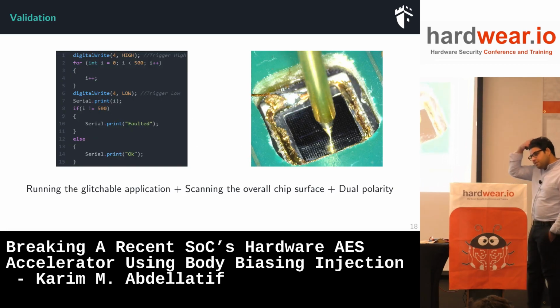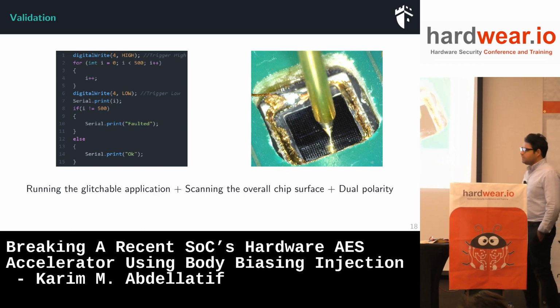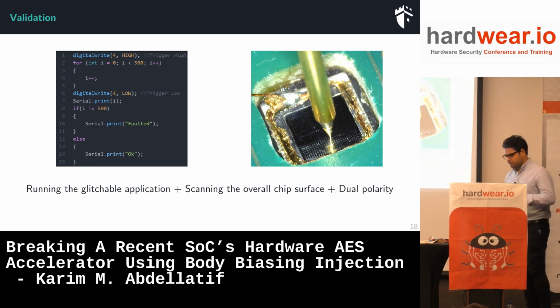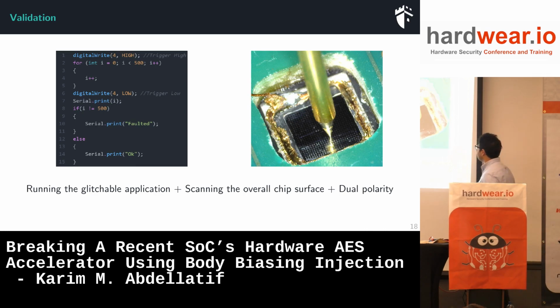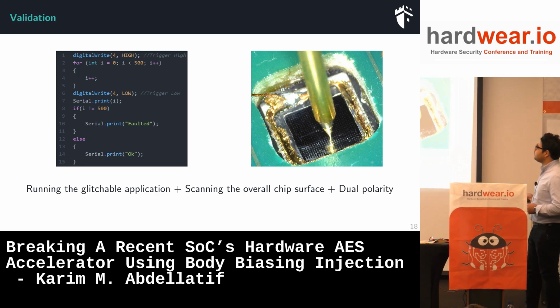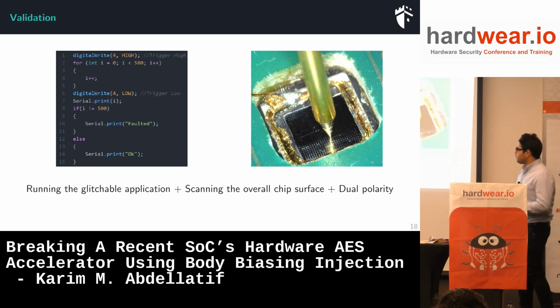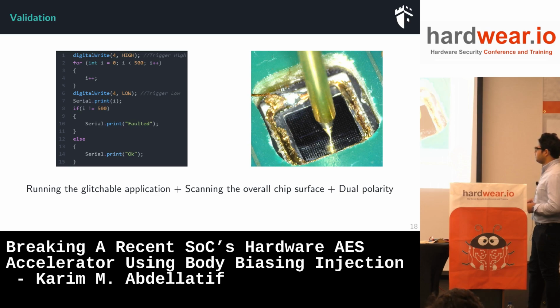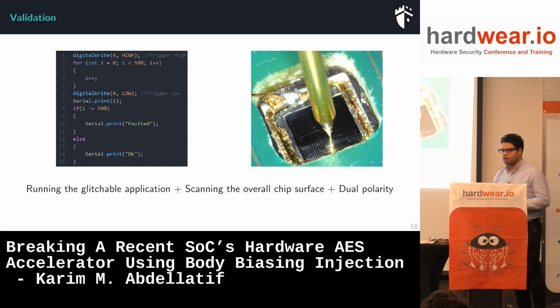So the first thing to validate the design of the injector is that I already made a glitchable application, just to see if I'm going to modify the value of this counter during counting. So I'm going to inject a fault here. The main idea is to scan the surface of the chip in X and Y. I'm trying to inject faults during the execution of this code, especially the counter part. So I'm going to run the glitchable application that scans the overall surface, and I'm going to try the dual polarity of the voltage.